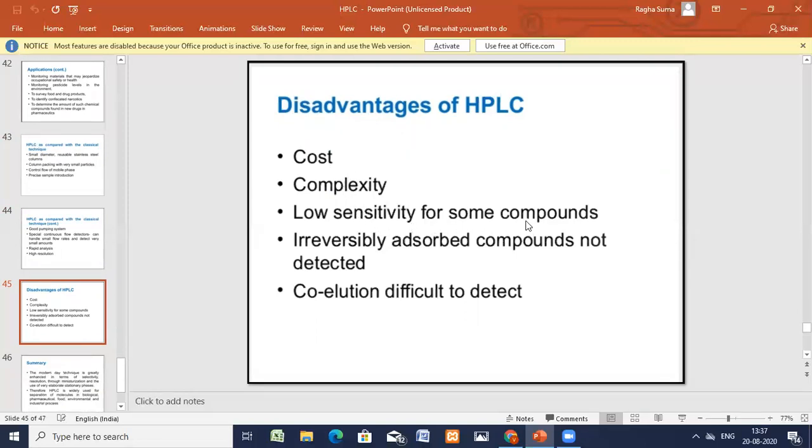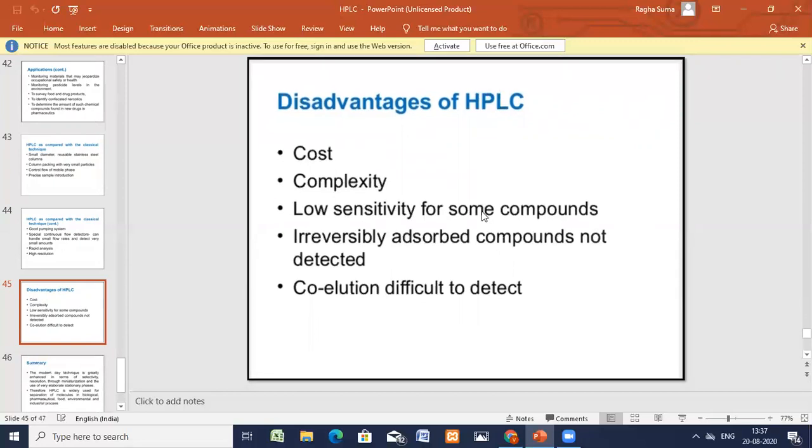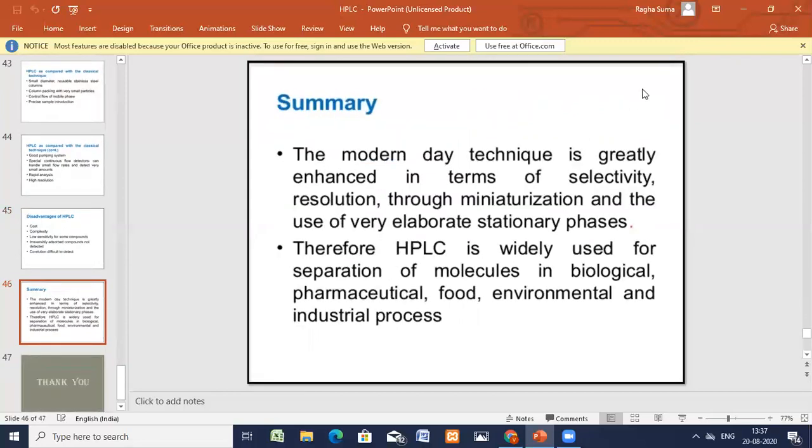There is low sensitivity for some compounds. Irreversibly adsorbed components are not detected. And co-elution is difficult to detect. Along with our components, other components can also be eluted, which is difficult to detect. The modern day technique is greatly enhanced in terms of selectivity and resolution through miniaturization, and the use of very elaborate stationary phases is achieved in HPLC.